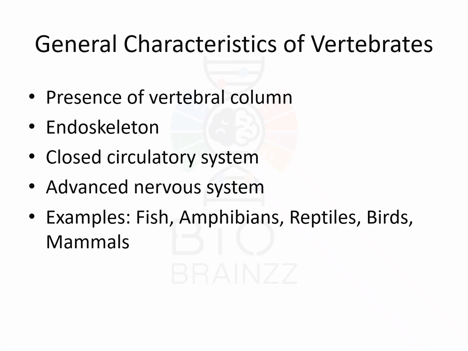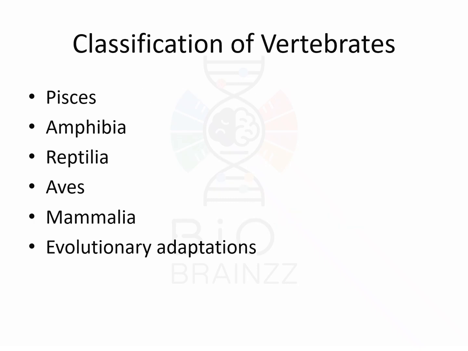Another defining feature of vertebrates is their closed circulatory system, where blood flows through a network of vessels controlled by their heart. Vertebrates also have a highly developed nervous system, including a complex brain. Major vertebrate groups include fish, amphibians, reptiles, birds, and mammals.